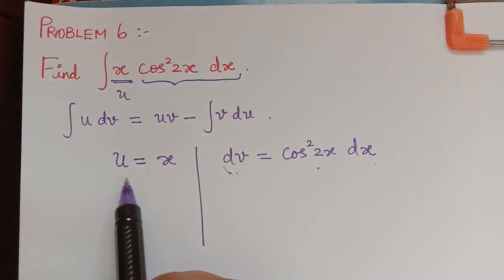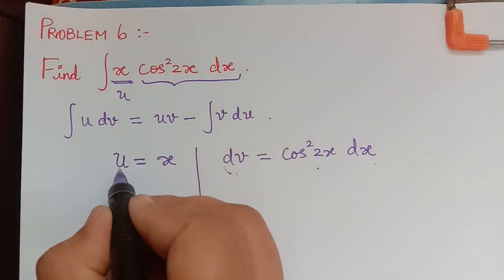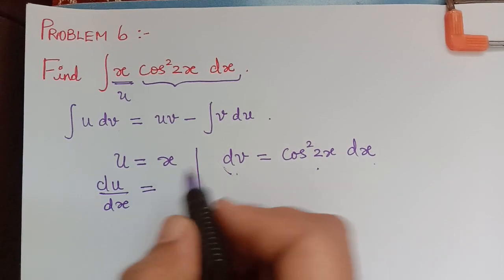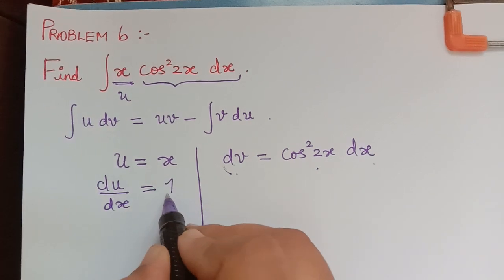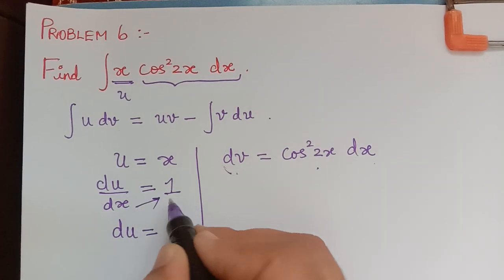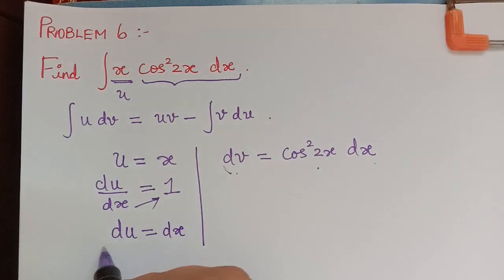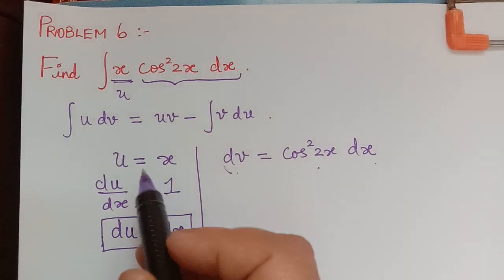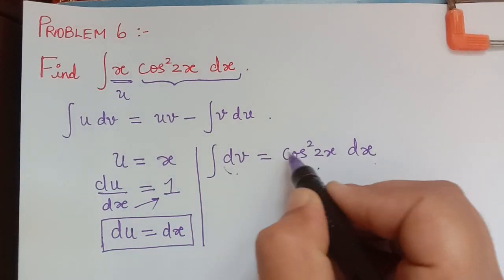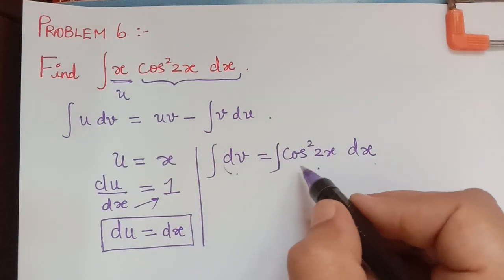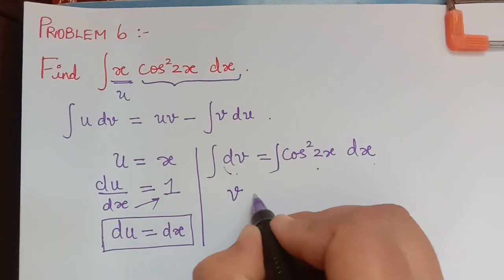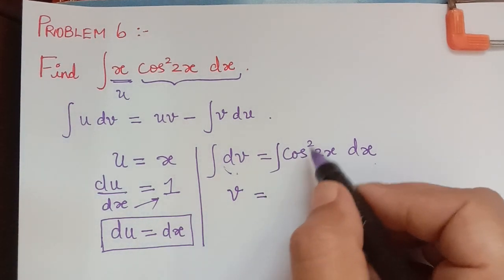Now because u is equal to x, when we differentiate u we get du by dx equal to 1, since the differentiation of x is 1. From this we obtain du equal to dx. We can also directly write du equal to dx. Then integrating dv, we have to integrate cos squared 2x dx. So when we integrate dv we get v, which is equal to, what is the integration of cos squared 2x?